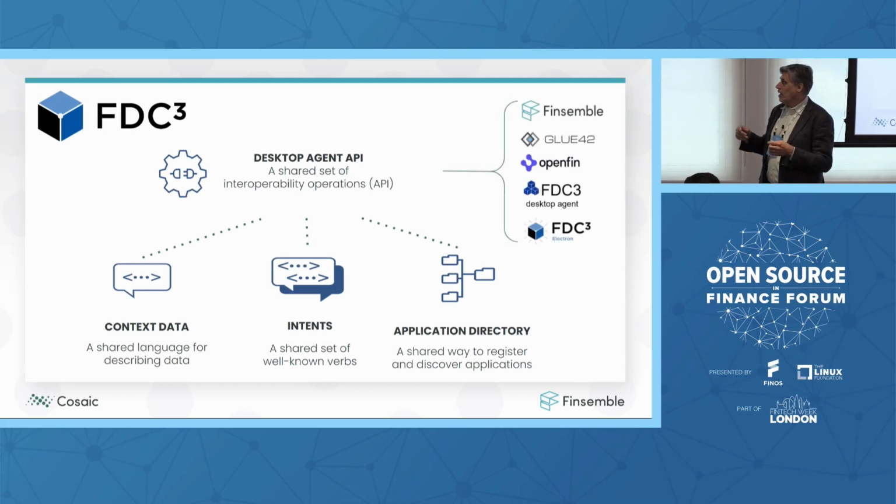There are several desktop agents out there available today. Of course, at Cosaic, we have Finsemble, which we're quite proud of, Glue42, OpenFin, also commercially available solutions that you can use as your desktop agent to facilitate this interoperability. The FDC3 desktop agent is a browser plugin, and just last quarter we released FDC3 Electron, which is an open source version of a desktop agent. So a lot of tools out there for you to build your smart desktop solutions.